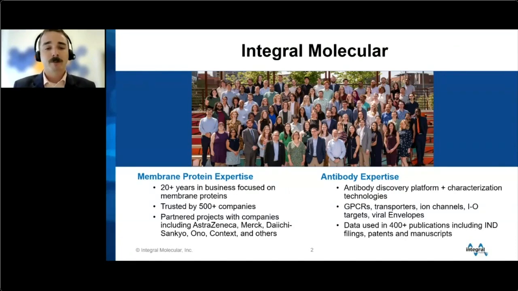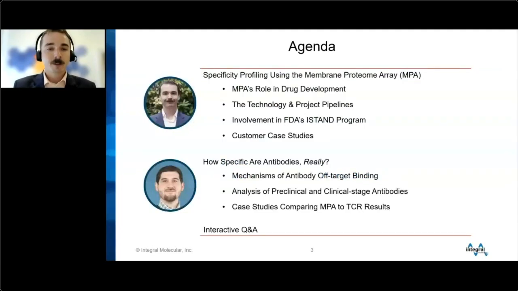We're trusted by over 500 companies and partner with some of the largest biotechs in the world, with data being used by over 400 publications for IND filings, patents, and manuscripts. Today, I'll be discussing specificity profiling using the Membrane Proteome Array, or MPA, breaking that down into the MPA's role in drug development, the technology and pipeline, involvement in the FDA's ISTAN program, and customer case studies.